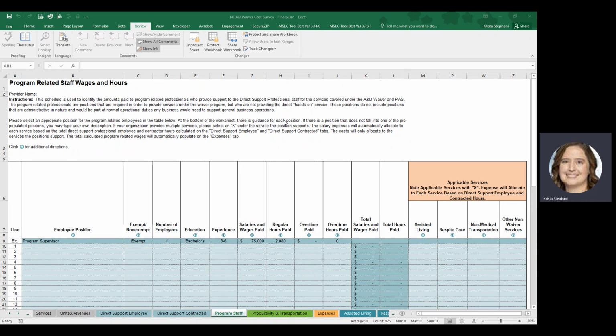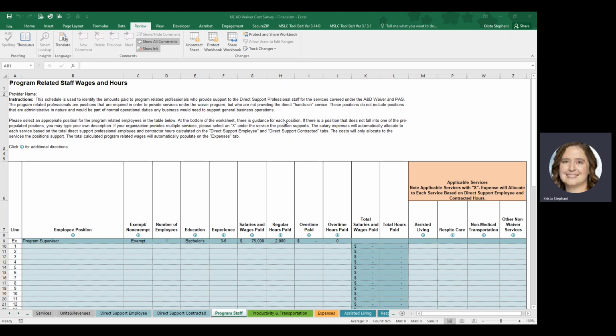In this training module, we'll provide guidance on how to complete the Program Staff tab that is contained within the State of Nebraska's Department of Health and Human Services Cost Survey to collect information related to the Aged and Disabled Waiver and PASS services.